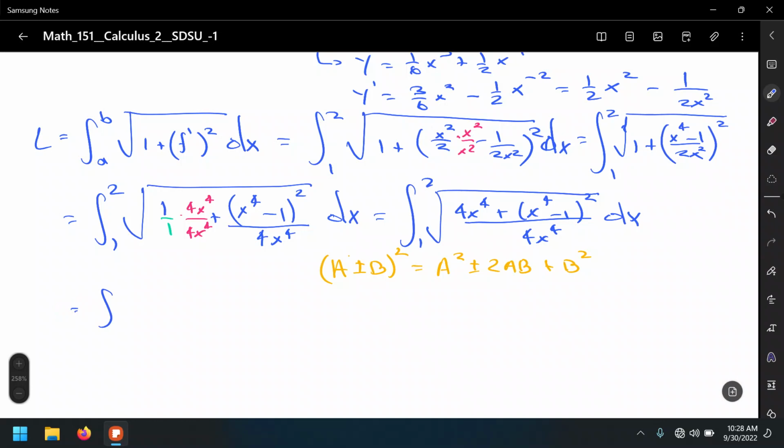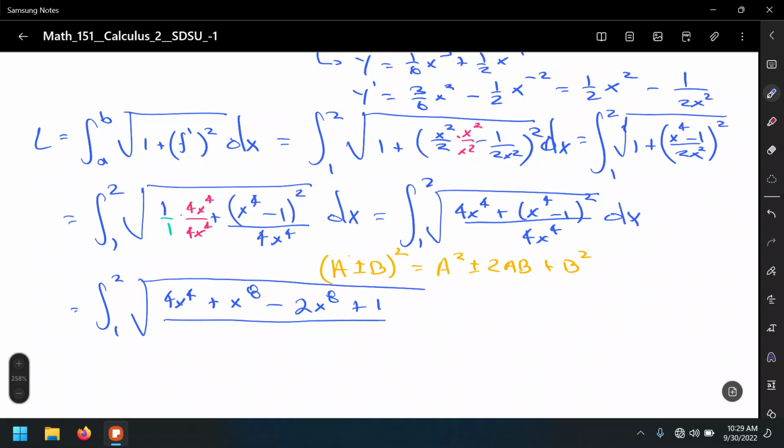So that's the integral from 1 to 2, square root of 4x to the 4th plus, x to the 4th squared, that's x to the 8th, and in this case minus 2 times x to the 4th times 1. Well, we don't need to write that one. And plus negative 1 squared, well, that's 1. Let's combine terms here. Actually it's 2 times x to the 4th power, my bad. So the whole thing divided by 4x to the 4th power.